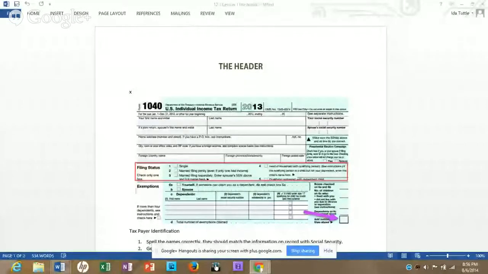And this is what we're talking about. This information here with the name and address, the filing status, social security numbers. It's really important that you get those right. The filing status and the exemptions and the dependents that they may have. And we'll talk a little bit specifically about this because it's an area where people can sometimes make mistakes.